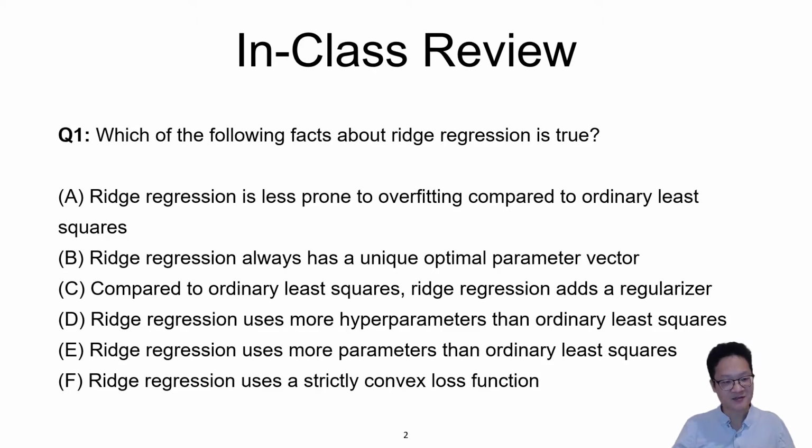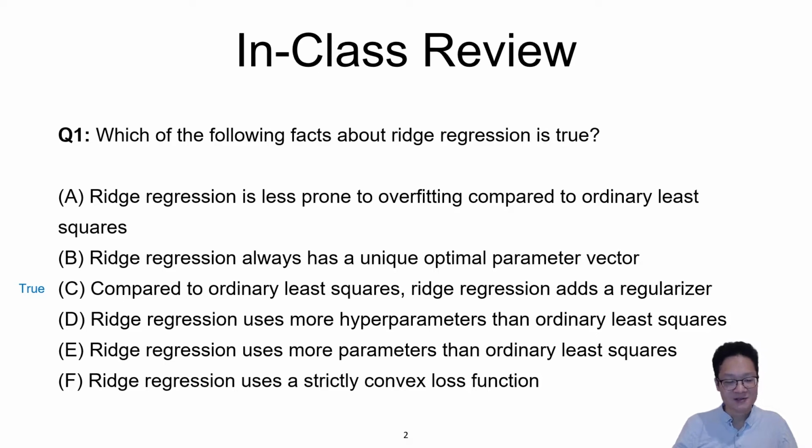Okay, let's go over this question. Which of the following about ridge regression is true? We're actually going to start with, probably makes more sense to start with C here. Compared to ordinary least squares, ridge regression adds a regularizer. So that one is definitely true. The regularizer is plus lambda times the 2-norm squared of W.